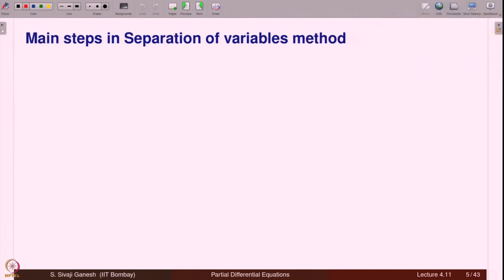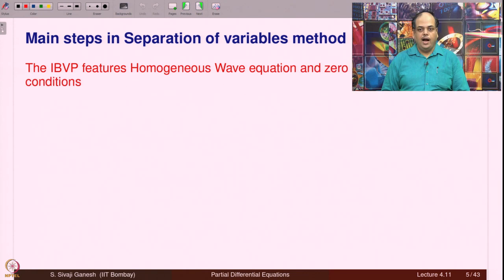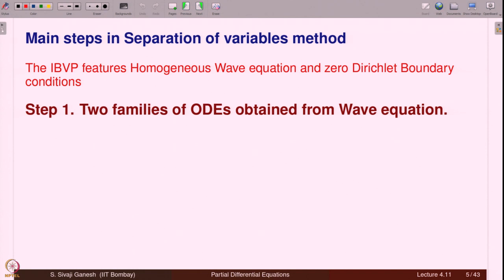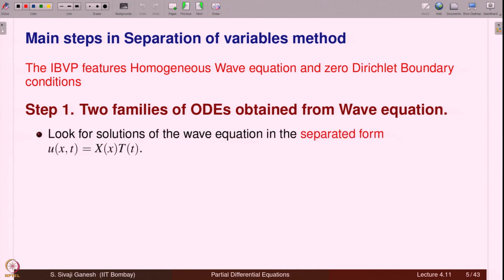So, what are the main steps involved in separation of variables method? The IBVP features homogeneous wave equation and 0 Dirichlet boundary conditions. This is to be kept in mind. Step 1 is we derive two families of ODEs from wave equation. So, how do we get that?